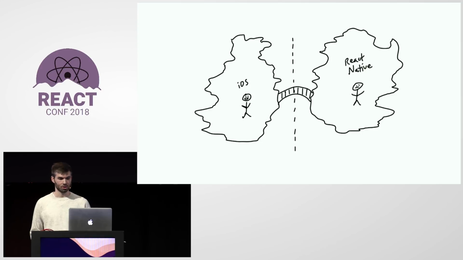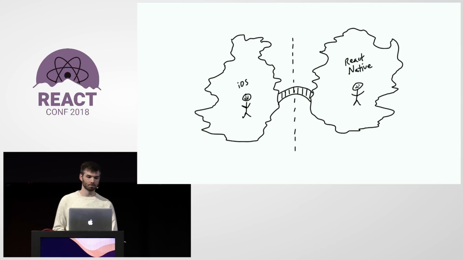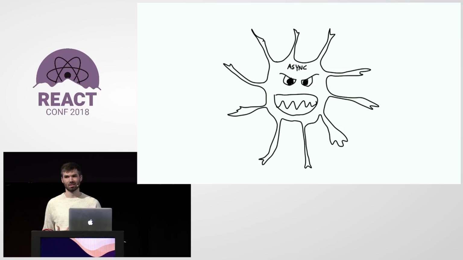the asynchronous bridge. So this is the two different lands, iOS and JavaScript or React Native. For them to speak to each other, they have to send messages across the bridge, and it's an asynchronous bridge. So why is this such a big deal? Well, async is a virus. It infects everything it touches, and I hate it so much.